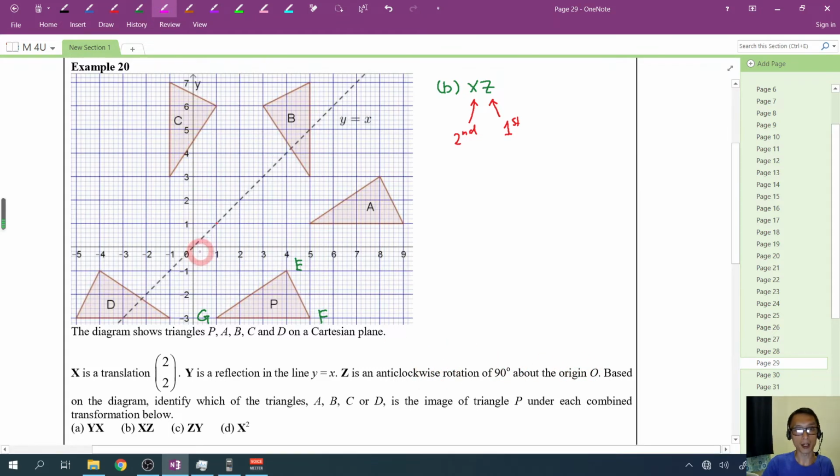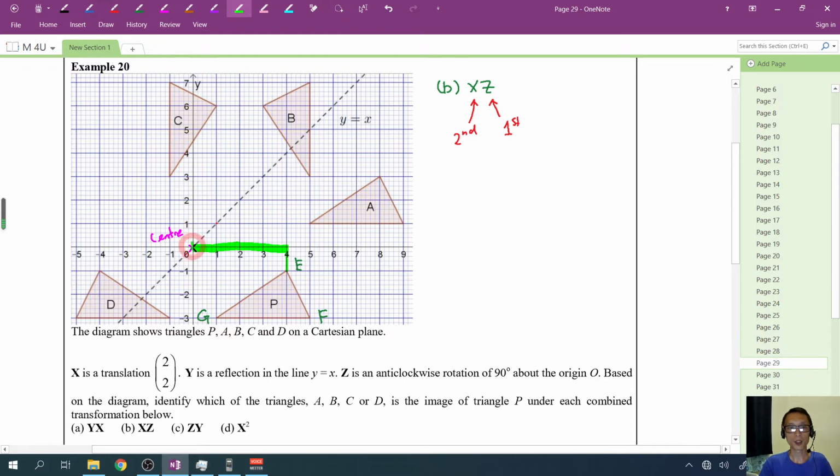So let me make a mark at the origin first. This is the center of rotation. First transformation, Z. So you can do it this way. Start counting from the center. 1, 2, 3, 4, 1. If you rotate it anti-clockwise, it means go this way. Go this way is clockwise. Go this way is anti-clockwise.